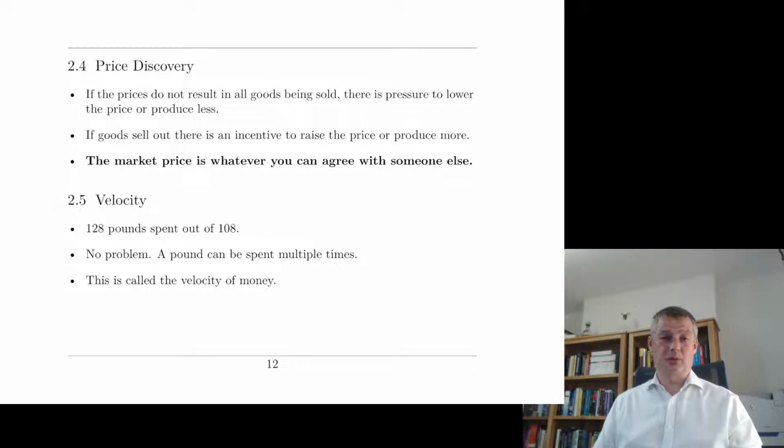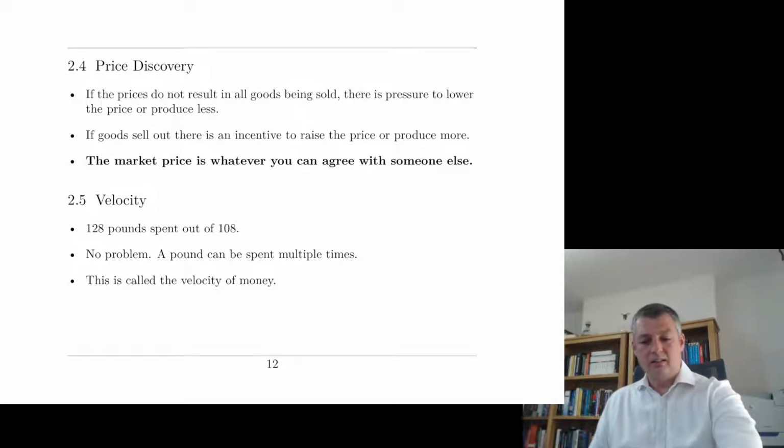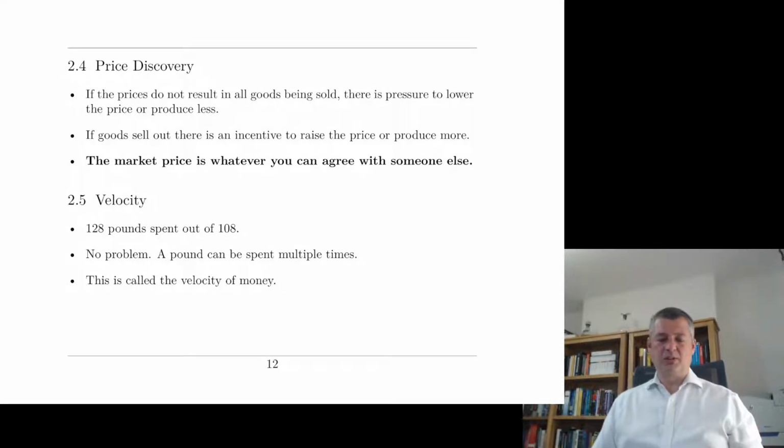This is also why we talk about free markets. Now, we spent, in this hypothetical example, £128 out of the £108 that were available amongst the participants, and this is not really a problem for the model, because as we talked about earlier, you can spend a single pound several times in a day, and this is what economists call the velocity of money.